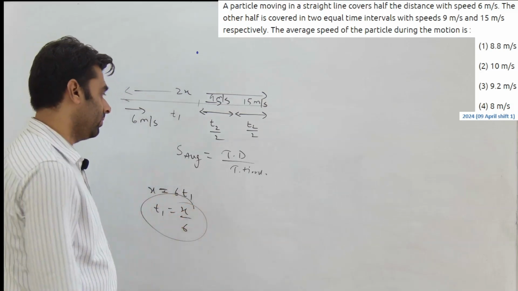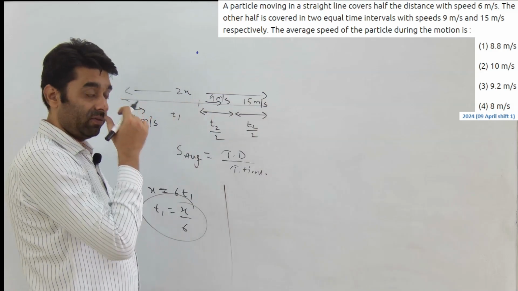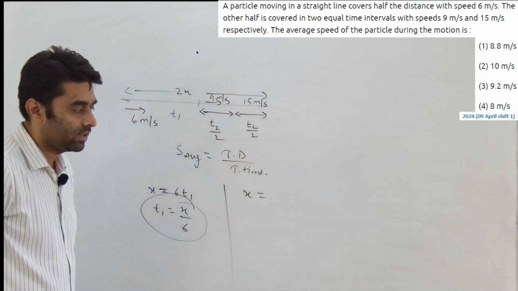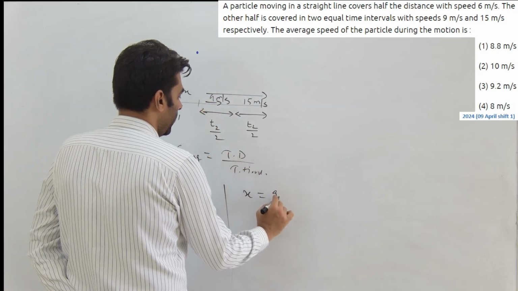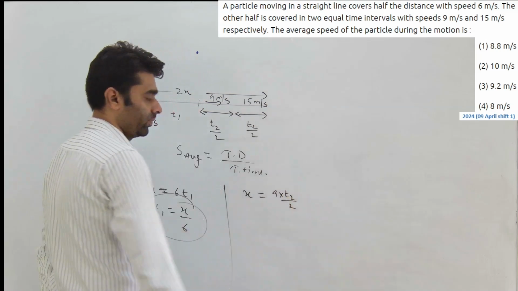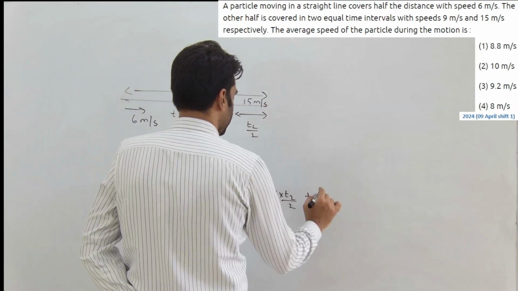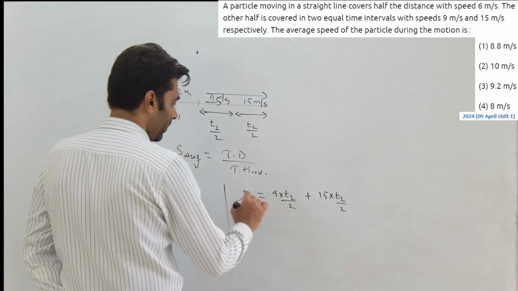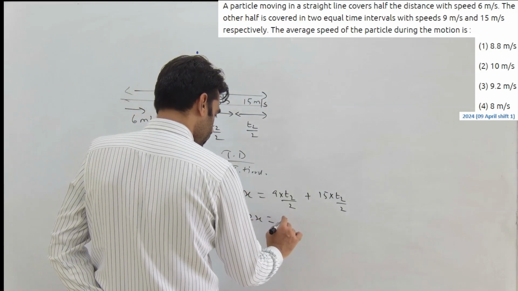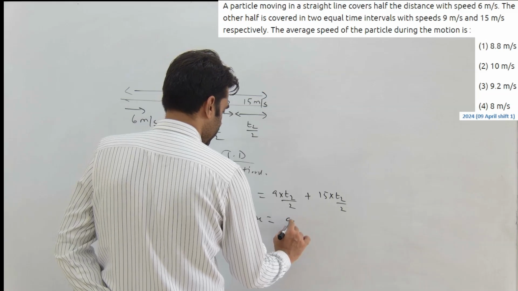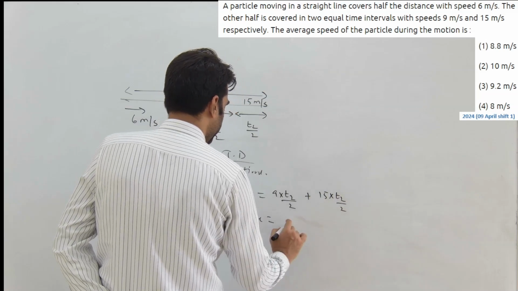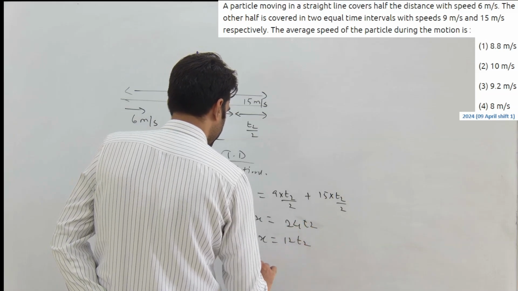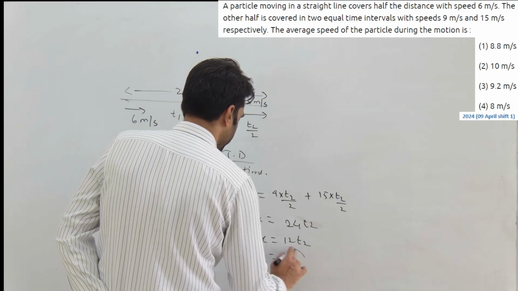Hold it. And now for the second part of the journey, what can I write? x is equal to 9 into t2 by 2, plus 15 into t2 by 2. I hope this is okay. t2 by 2 taken common. So x is equal to 9 plus 15, which is 24, into t2 by 2. From here we get x is equal to 12 t2. So t2 comes out to be x by 12. I hope this is okay.